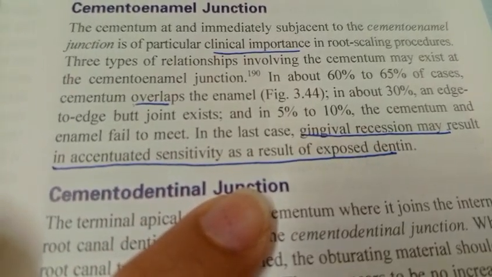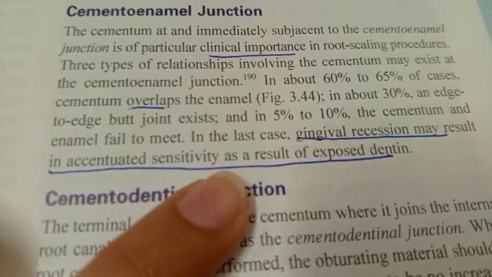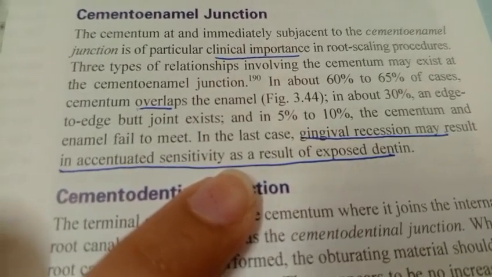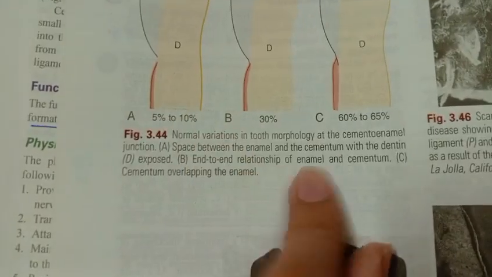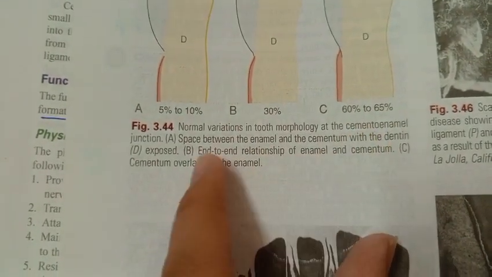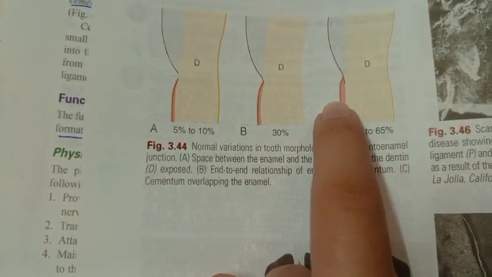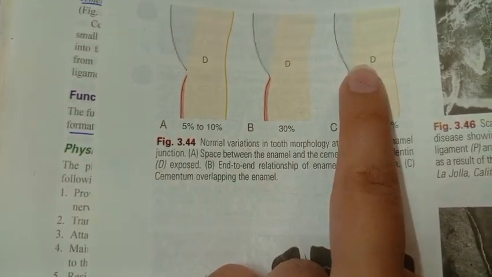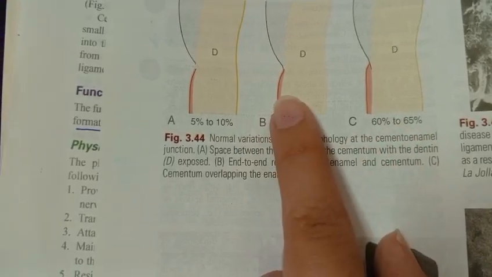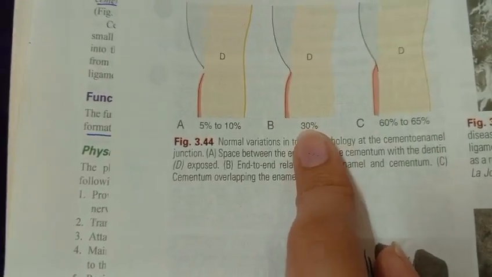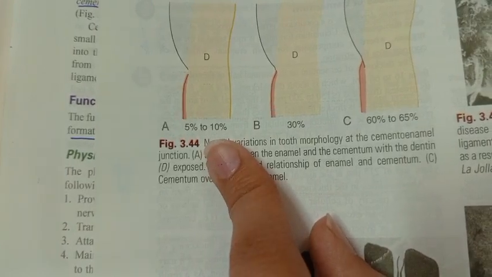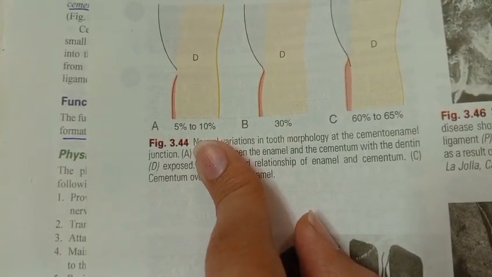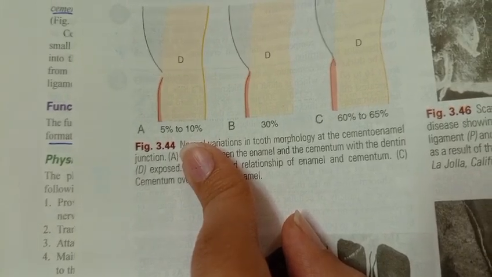If the patient is feeling sensitivity, it means your dentine is exposed and there is gingival recession. You can see in this picture the normal morphology of the cemento enamel junction. The space between enamel and cementum is like this, where the cementum has overlapped the enamel. It is 60 to 65%, where they meet edge to edge is 30%, and where cementum and enamel fail to meet it is 5 to 10%. It is due to gingival recession, so the patient also feels sensitivity in that area.